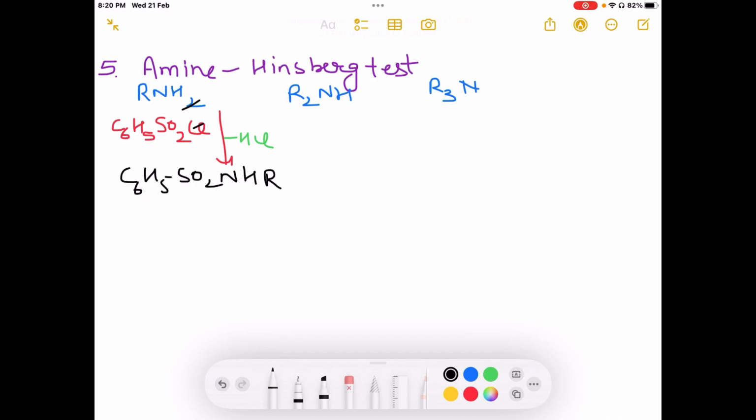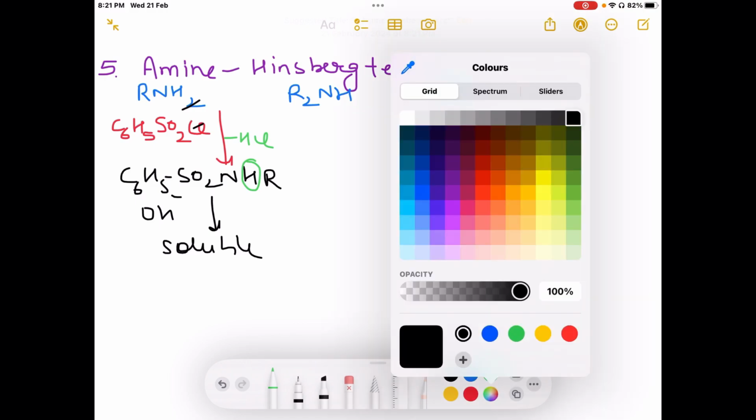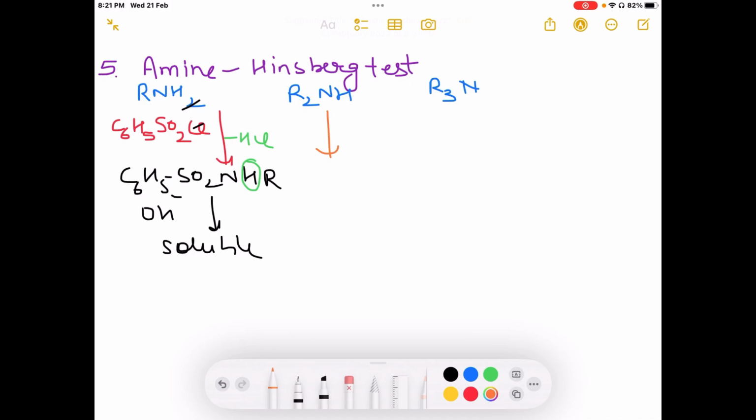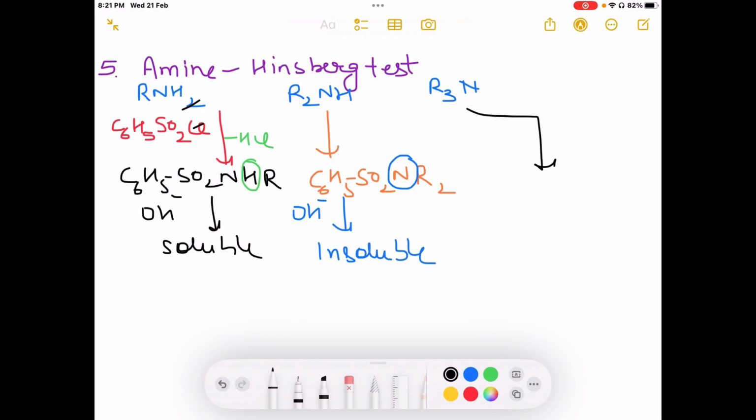This resulting compound is soluble in alkali because of the presence of acidic hydrogen. This hydrogen is acidic in nature. Then next we have secondary amine. Secondary amine with benzene sulfonyl chloride forms N,N-dialkyl benzene sulfonamide. In this case, no acidic hydrogen is there, so the resulting compound is insoluble in alkali. In case of tertiary amine, as it doesn't have any hydrogen, there is no reaction with Hinsberg reagent.